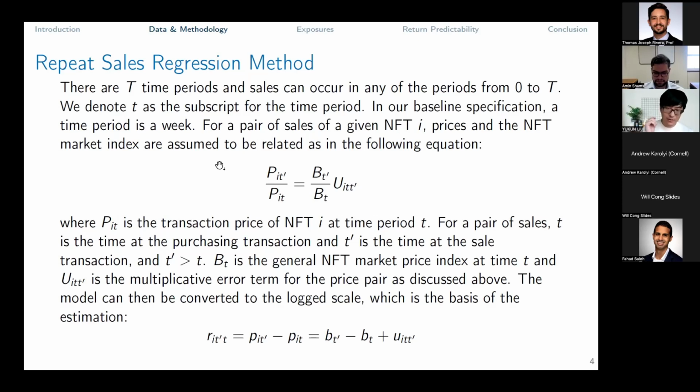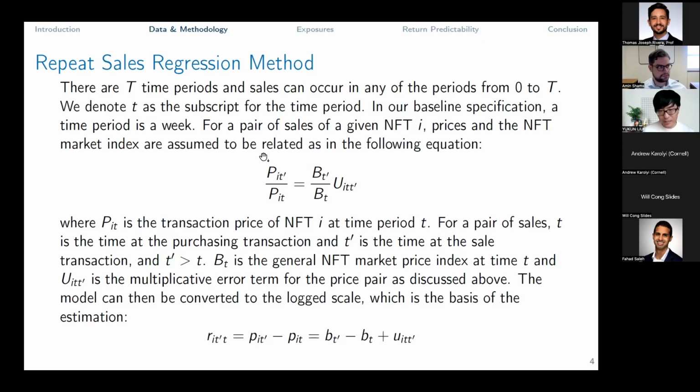Essentially, the difficulty with such an asset is that it is not traded very frequently, and it's also different from one to the other. You need to think about what the common components of the price movements are. If we assume that the price movements or the returns of any particular NFT have two components, one is the common component or the market component, the βt part. The market moves. And the other component is the idiosyncratic component, the uit component.